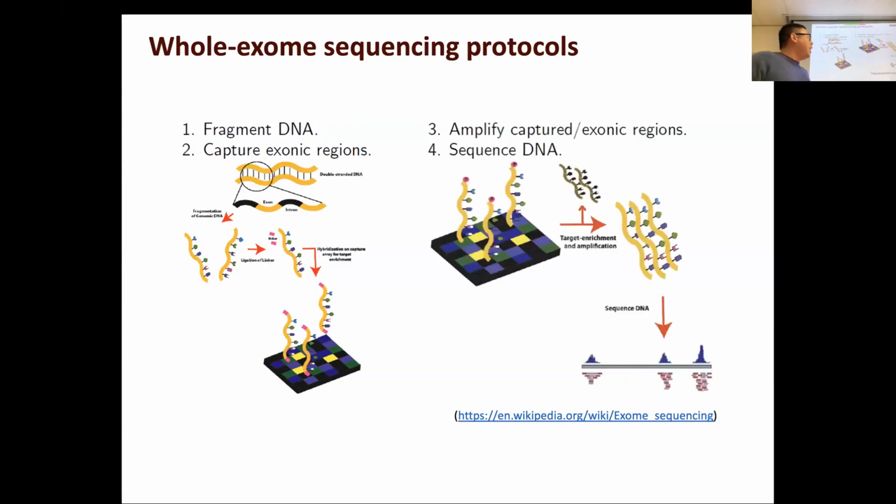And these are your exonic regions. Okay, and then what you do next is that, because the DNA only has 2 copies, one from the maternal side and the other from the paternal side, you have to do some amplification for the sequencer to be able to pick it up. And then you finally do the sequencing, okay?